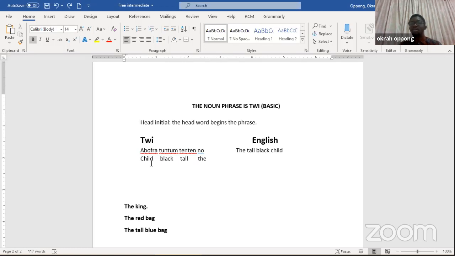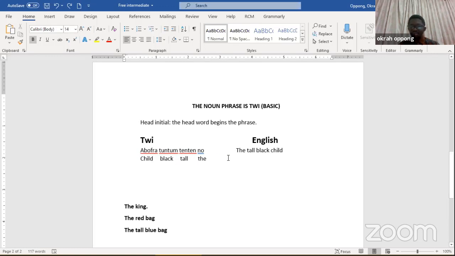In Twi, if you want to refer to something like this, and you don't know the structure, like at the intermediate level, you know the lexical items in there. So you know the meaning of the in Twi, which is no. You know the meaning of tall in Twi, which is tintin. You know the meaning of black in Twi, which is tuntum. You know the meaning of child in Twi, which is abofra, right? You might interpret it as how you say it in English, right?